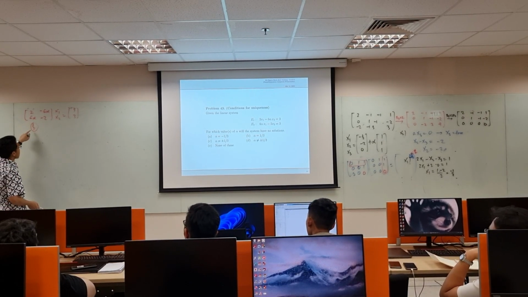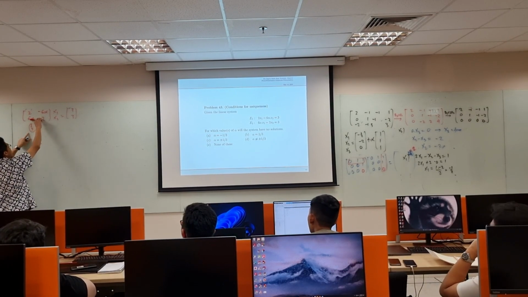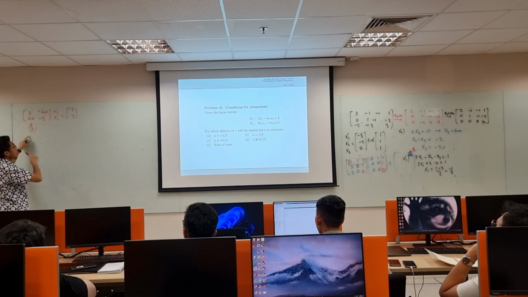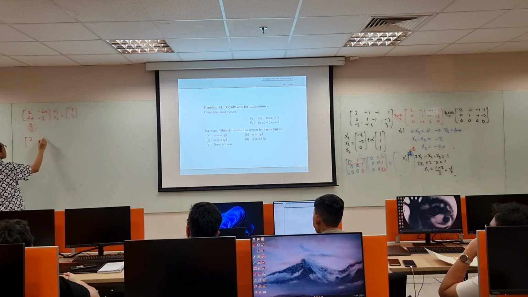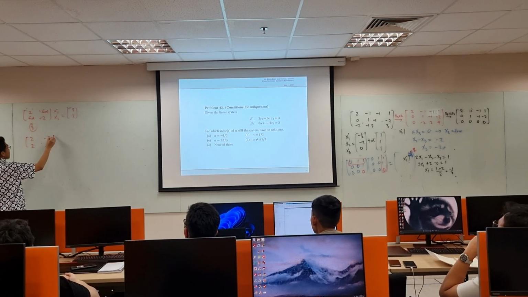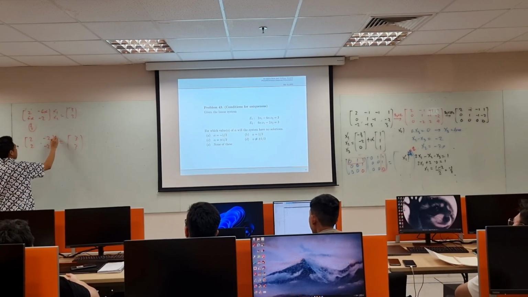So alpha in here must be 1/3. We want the top row to be the same as the bottom row. Let's say if it is 1/3, this is 2 and this is minus 2, and this is also 2 and minus 2. Then we will have a solution.